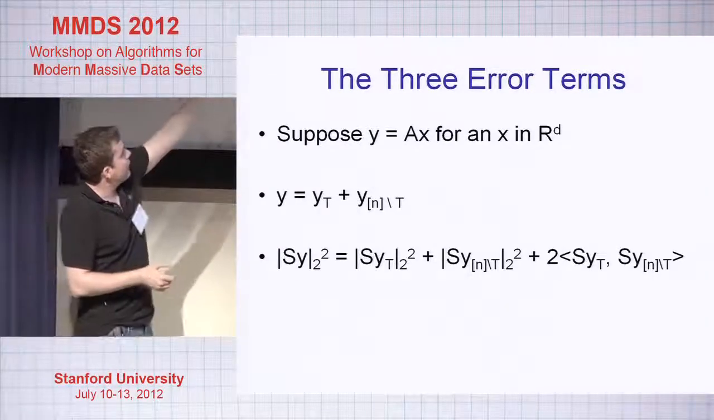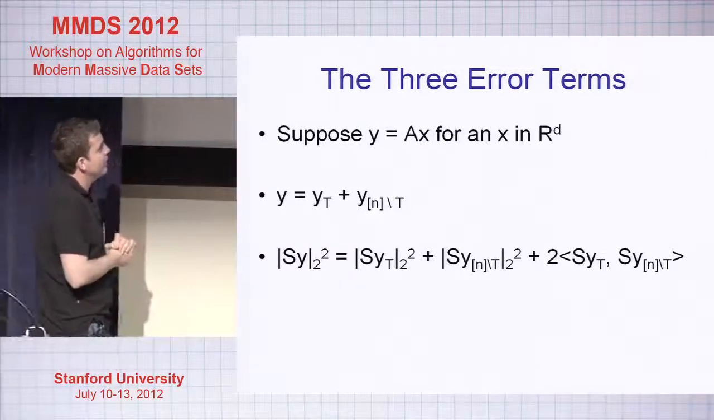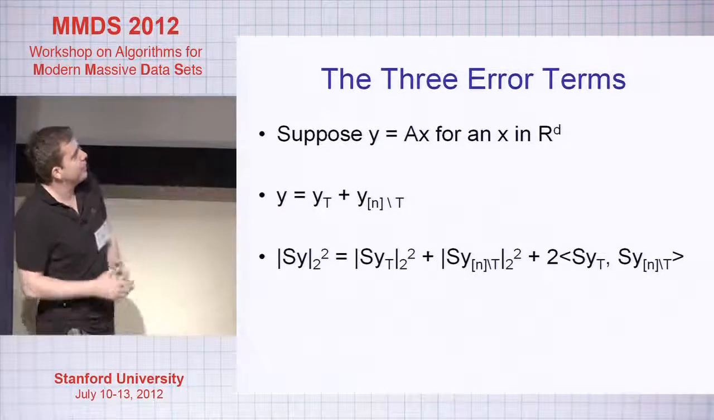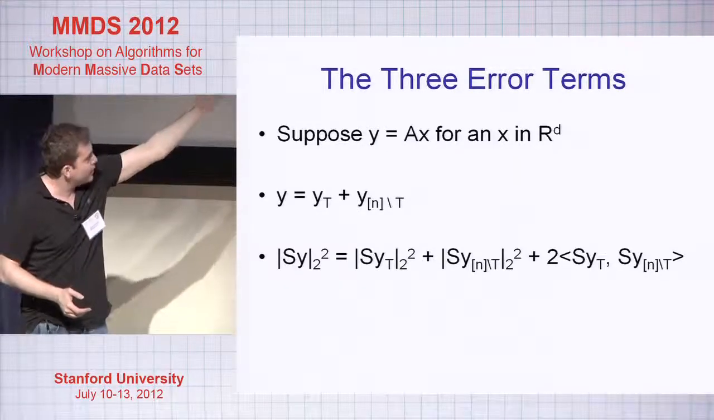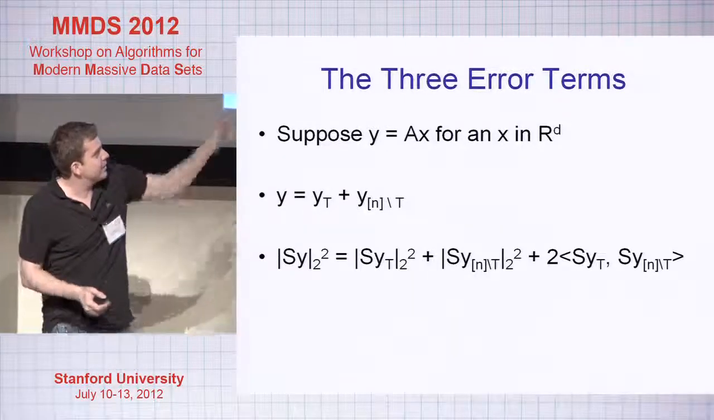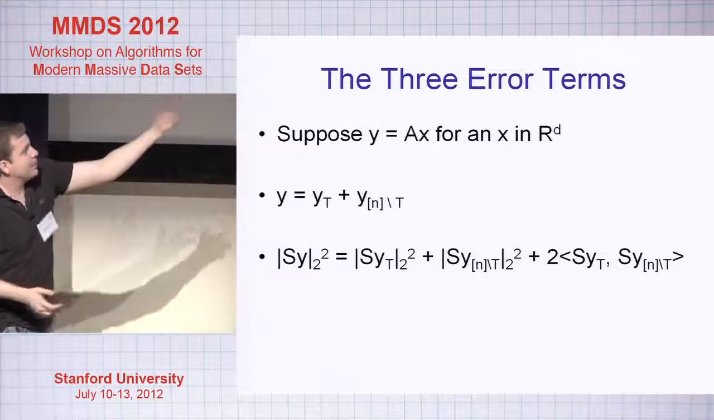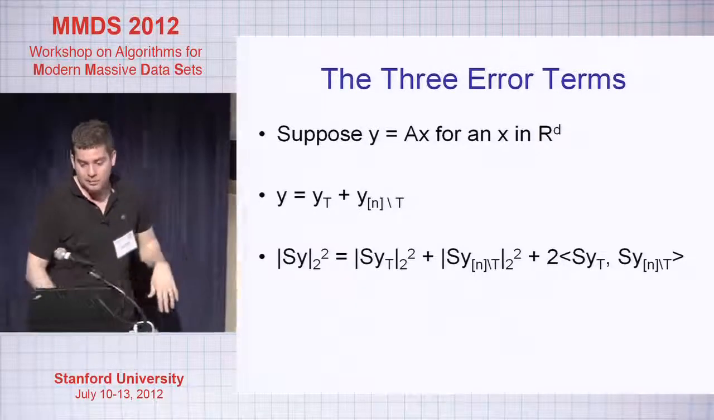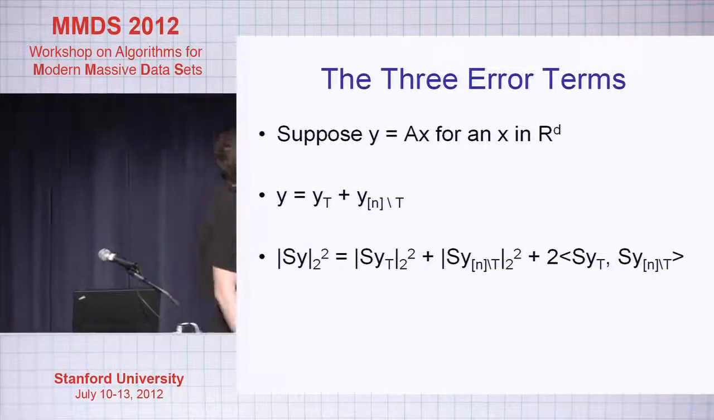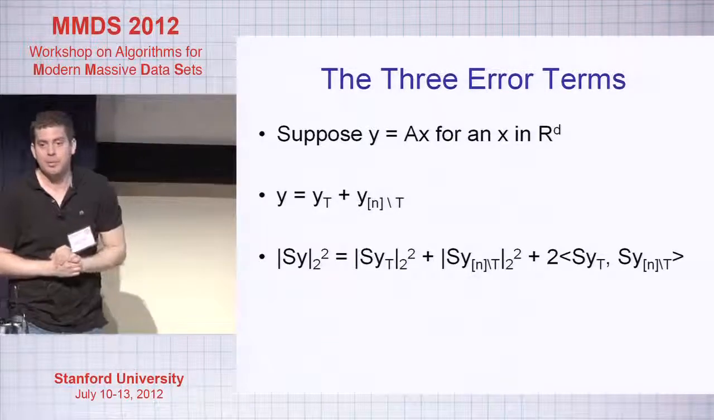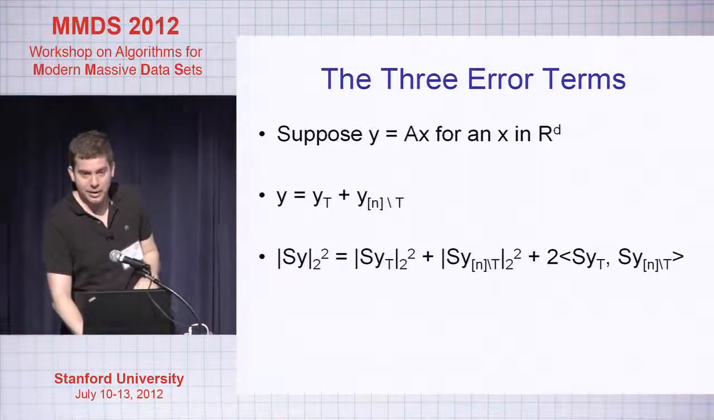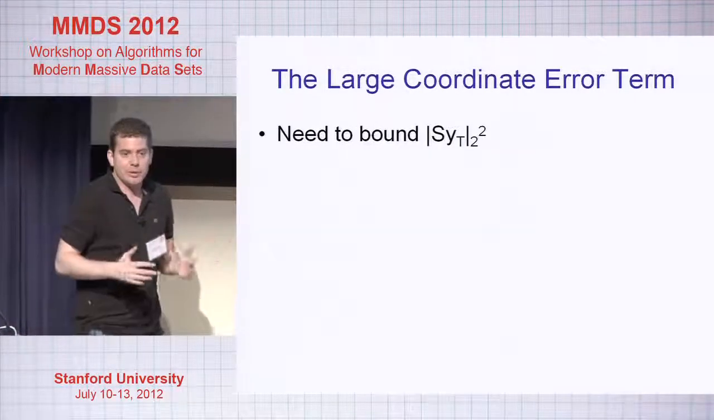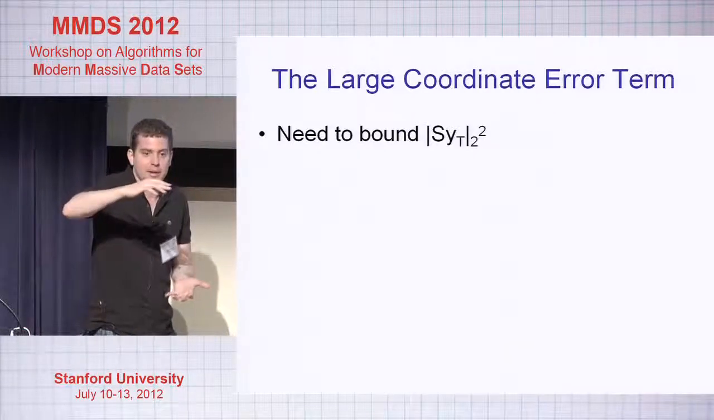And if you look at the 2 norm of Sy squared, then just expanding it out, it's the 2 norm of S times y sub T squared, plus the 2 norm of S times y sub n minus T squared, plus twice the inner product of S y_T and S y_(n minus T). And what we're going to do is bound each of these 3 terms. That's how the analysis will work. So we need to bound the norm of S y_T squared. This is the heavy coordinates in y.